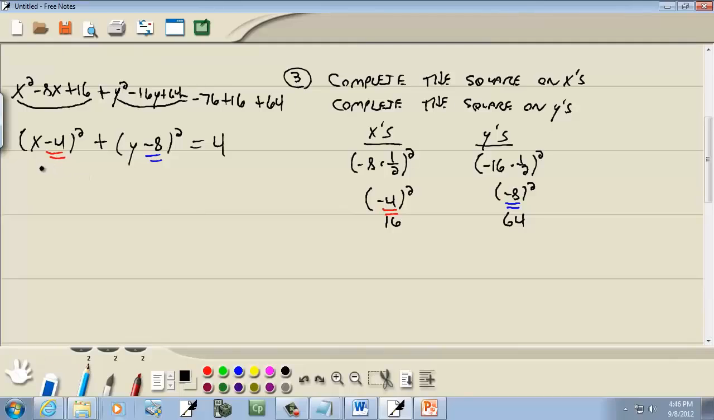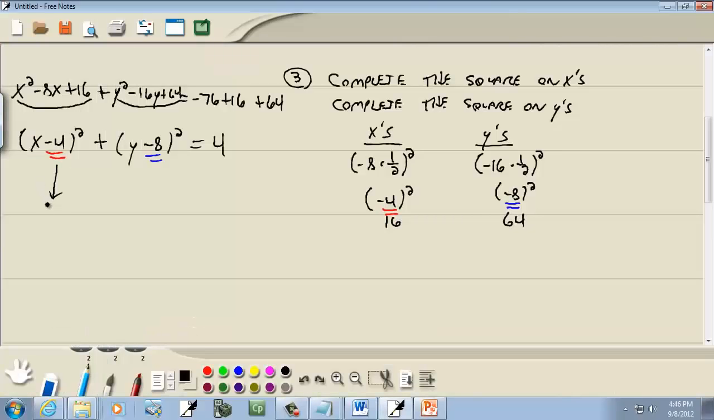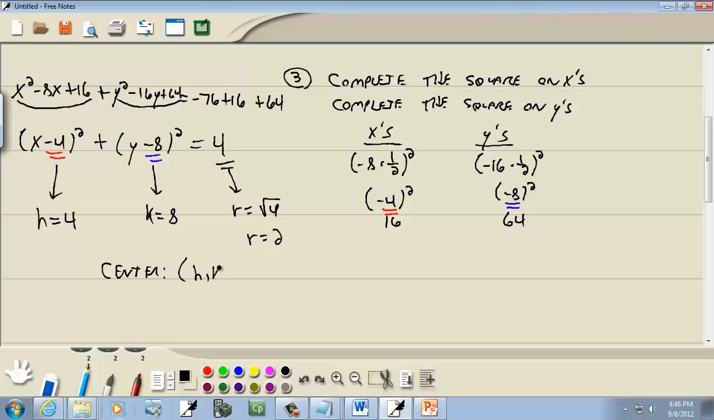Now at this point, this is in standard form. So we're done, basically. They probably want us to identify a center and radius. This is going to be our h, and its opposite sign, so it'll be +4. And this is our k, and its opposite sign will be 8. And this is our r squared, and we'll take the square root of it. So the square root of 4, and we get r is equal to 2. So our center is (h, k), which is (4, 8). And our radius will be r, which is 2. And those will be your answers.